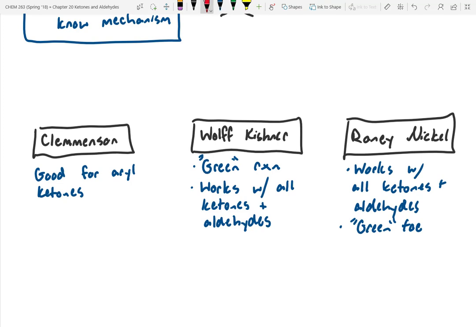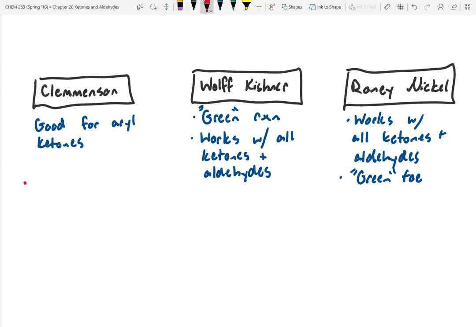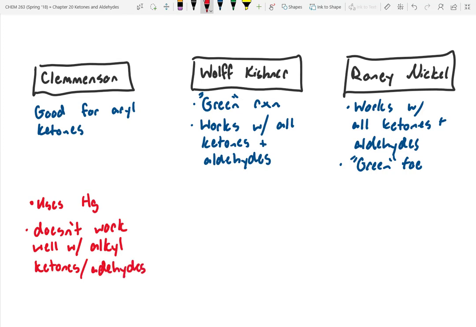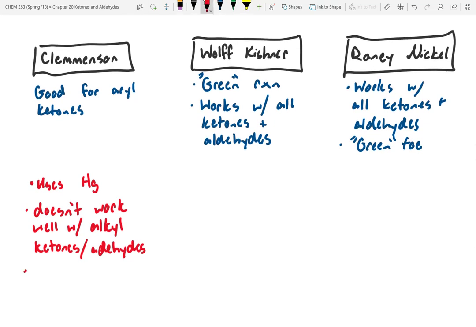However, now we need to cover the more negative aspects of each of these. Like I said, the Clemmensen reduction is not the best because it has mercury. It doesn't work well for alkyl ketones or aldehydes. And it won't work if you have acid-sensitive functional groups. I'll just abbreviate functional groups as FG. So the Clemmensen reduction isn't super popular anymore because of that.